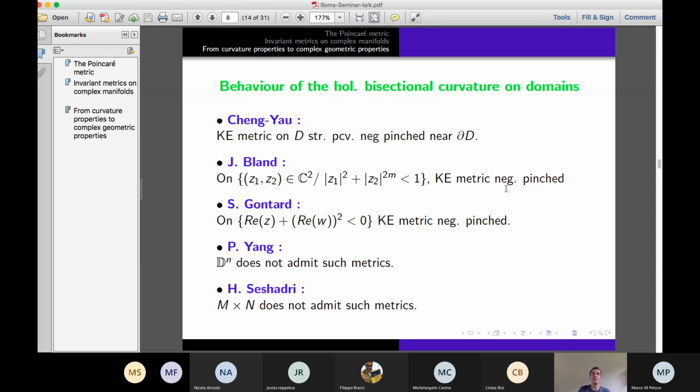What is known about the behavior of the holomorphic bisectional curvature on domains? In fact, there are very few things that are known. As I told you, probably the most important result in the field is due to Cheng and Yao. They proved that every strictly pseudoconvex bounded domain admits a Kähler-Einstein metric. This one is complete on D. If you prescribe the Ricci curvature, it will be unique. And the holomorphic bisectional curvature is negatively pinched near the boundary.